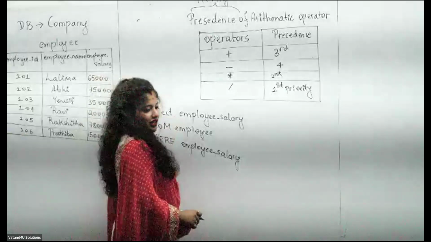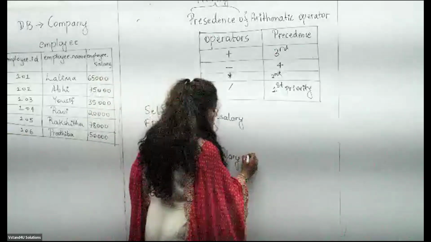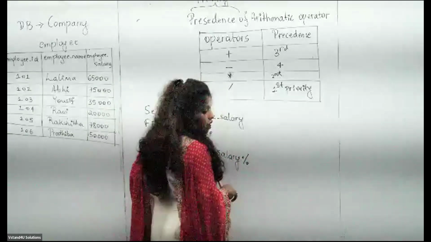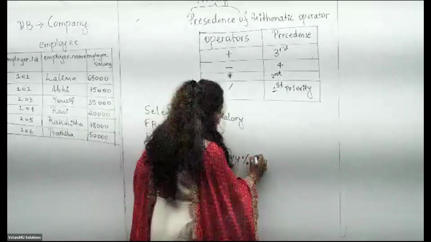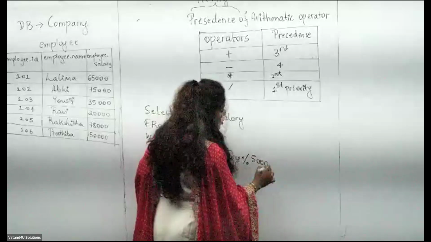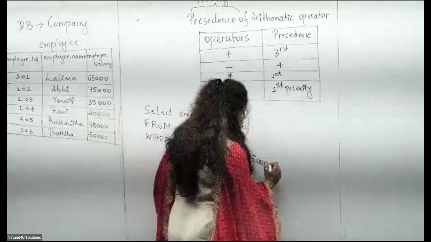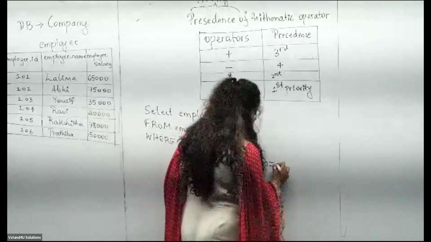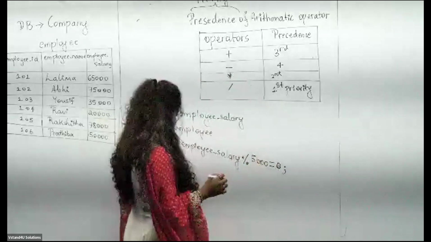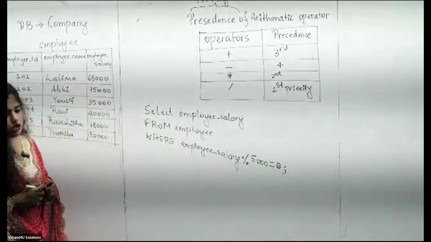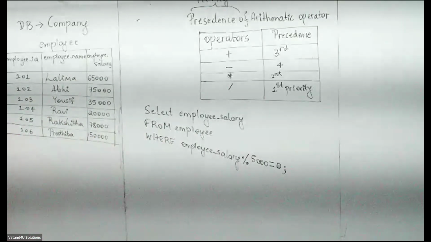Lalima, you tell. Employee salary is divisible by modulus of 5,000. Now tell me what remainder you should get. You should get the remainder as 0. So I will say is equals to 0. Correct? So now can you tell me which all will get printed?